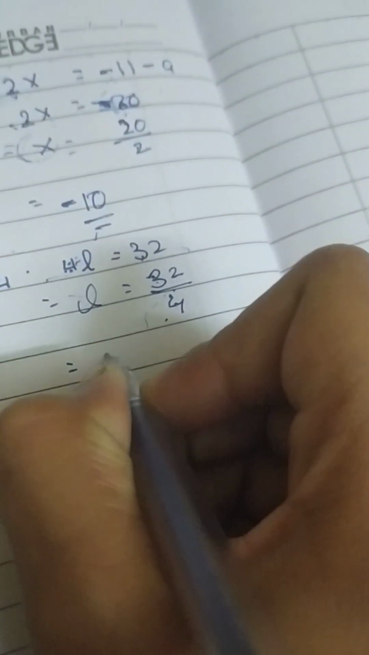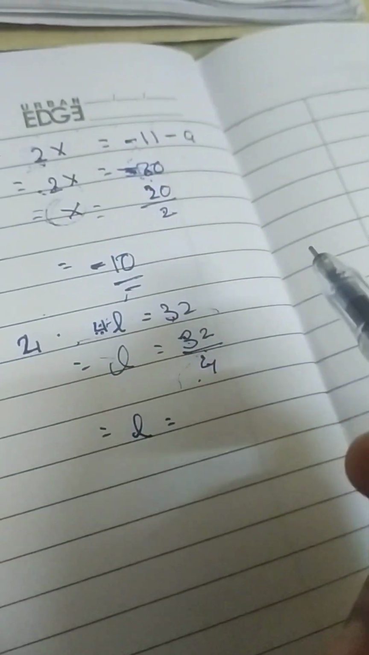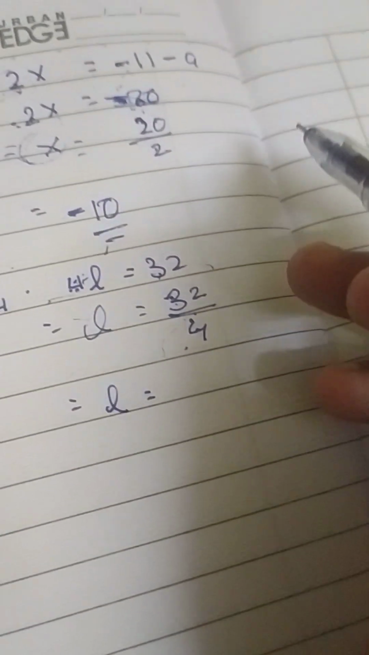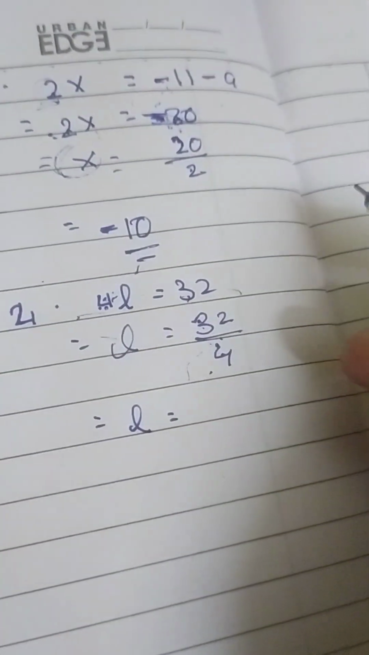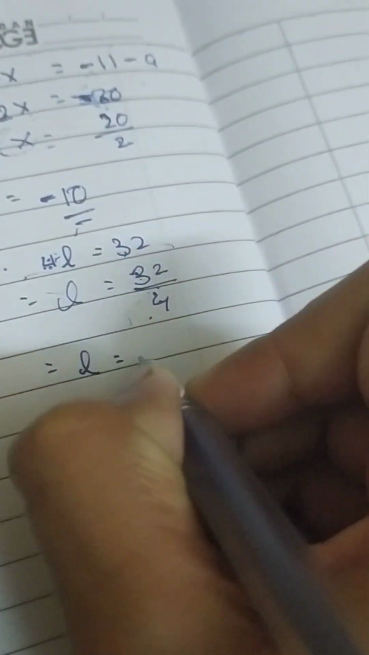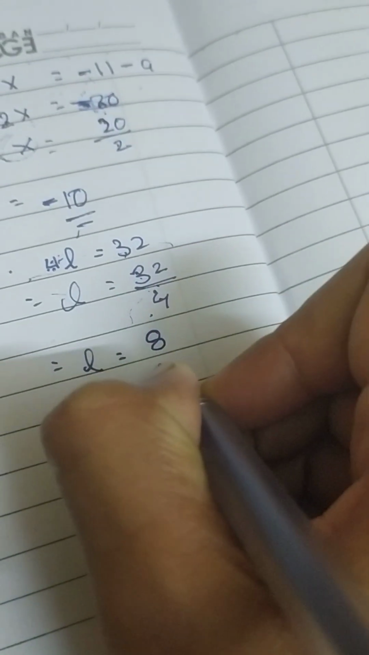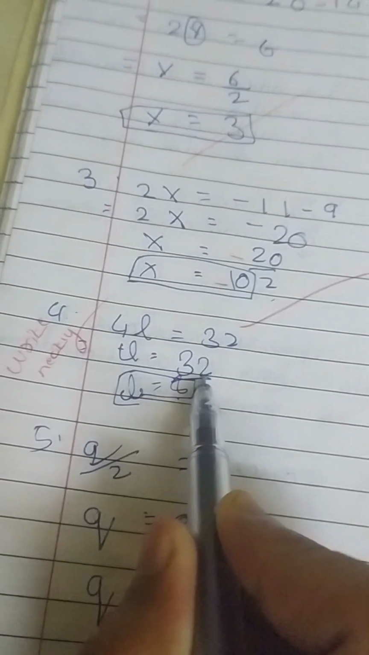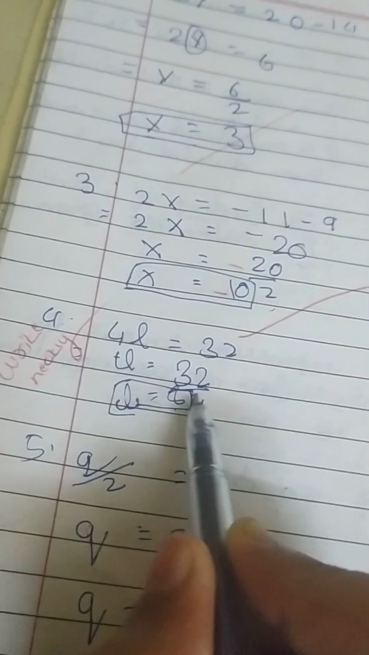Next is L equals how much? So 4, how much are 32? 4 1s are 4, 4 2s are 8, 4 3s are 12, 4 4s are 16, 4 8s are 32. So the answer will be 8. So you see the answer is 8, and that is 32 by 4.